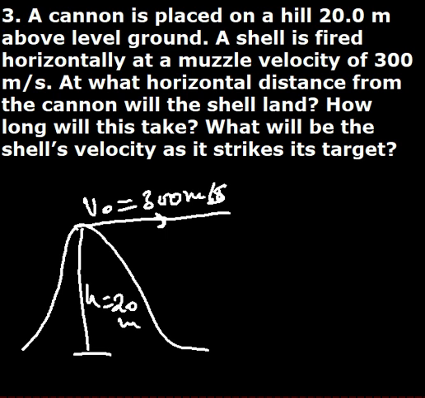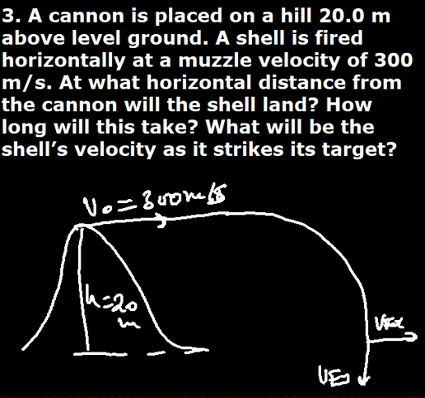Now, at what horizontal distance from the cannon will the shell land? For this case, the object will have to get back on the ground. It will have two components of the velocity, Vfx and Vfy. And this is the horizontal distance from the base of the hill.